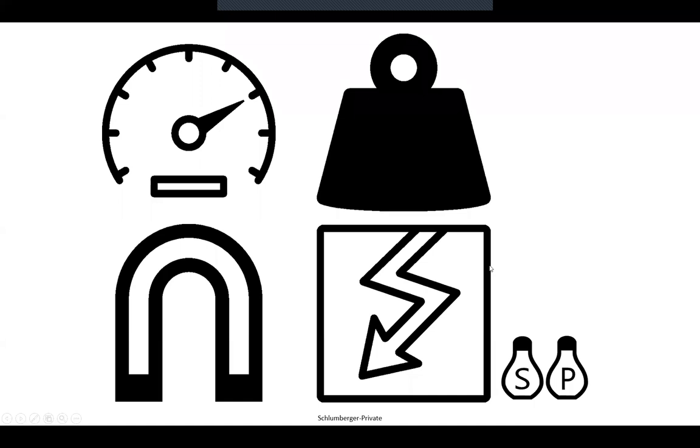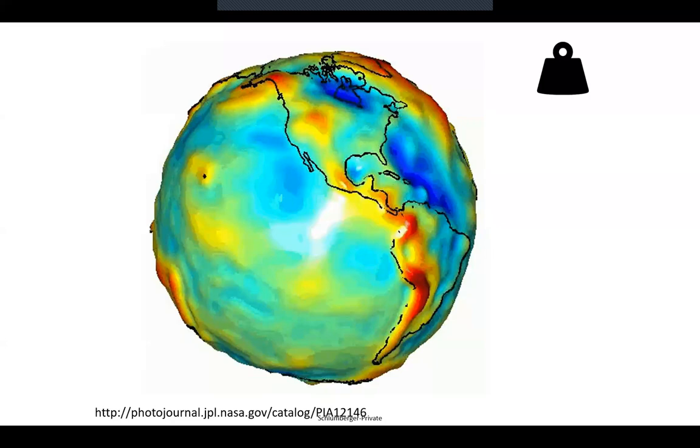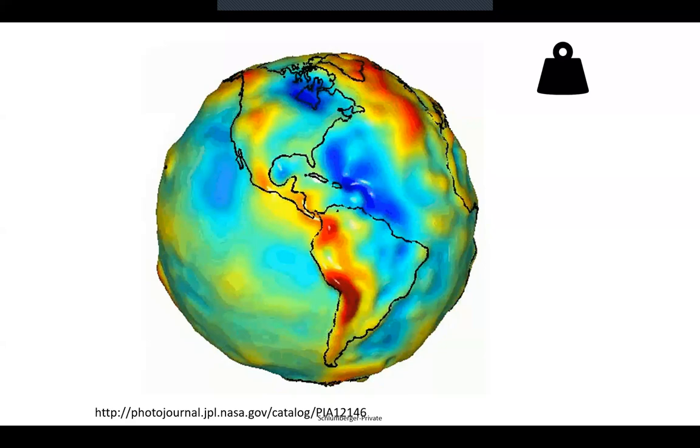Okay, so taste is also, in a way, a physical method. All right, so one of the things that is very, very common to look at on a big scale is the gravity map. So this is our Earth, and what you can see here are the anomalies of the gravity.